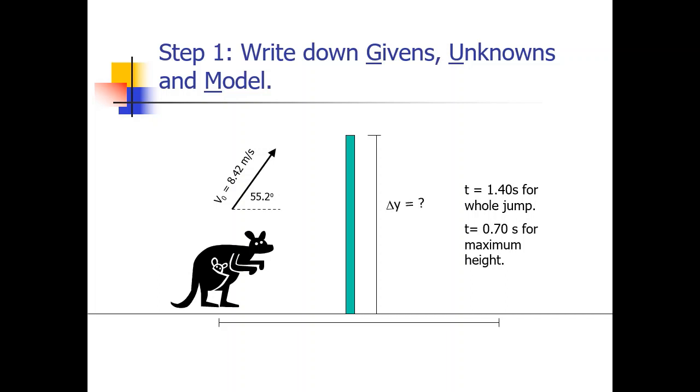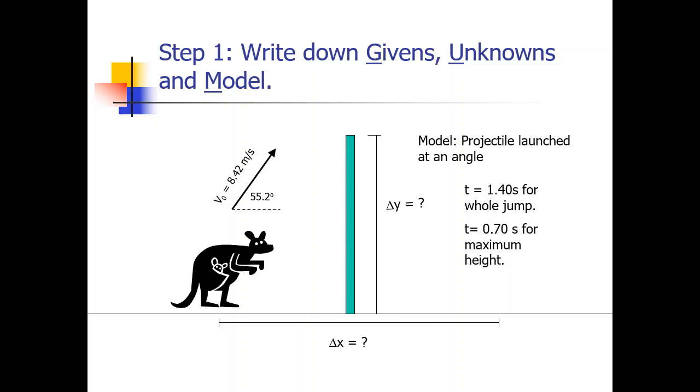The unknown is what is the height of the fence. So that is our vertical displacement at the time when the kangaroo is at the highest height. We're going to assume the kangaroo just barely cleared the fence. And so delta y at the time when the kangaroo was at its highest point, that is 0.7 seconds, that is going to be the displacement. We also want to know what is the displacement for the entire trip.